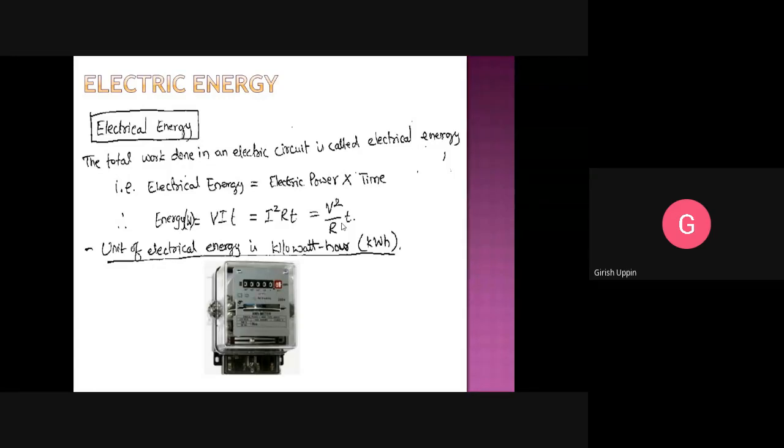If you have seen the electrical meter board in your house, it depends on what kind of connection you got, there will be an energy meter. So what is the energy meter? The energy meter is the one which captures how much electrical energy you are consuming in your house.